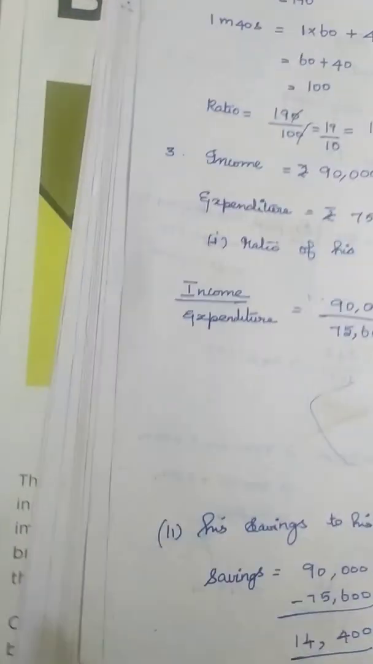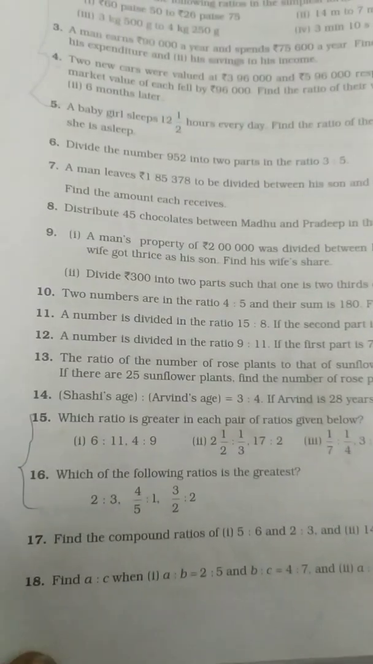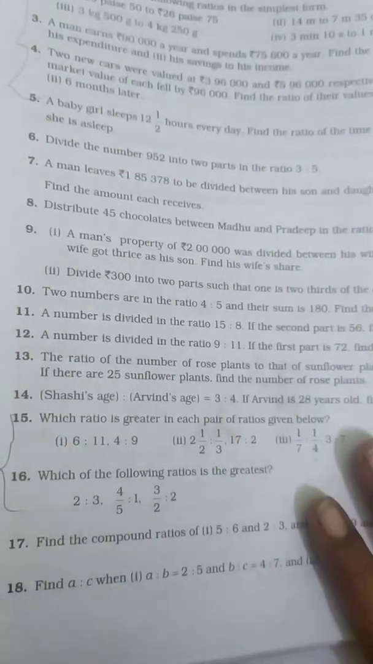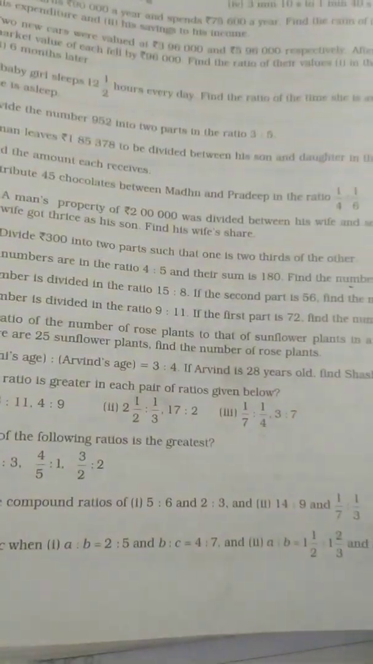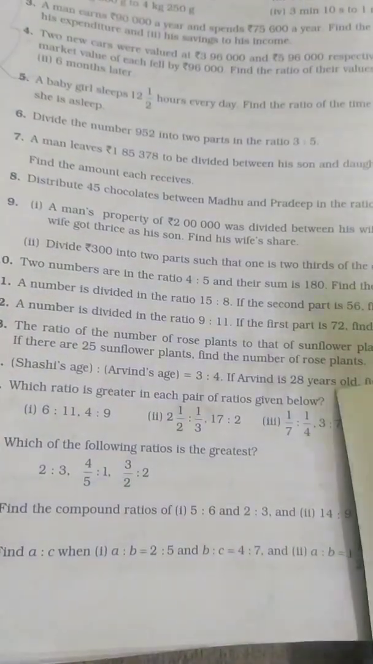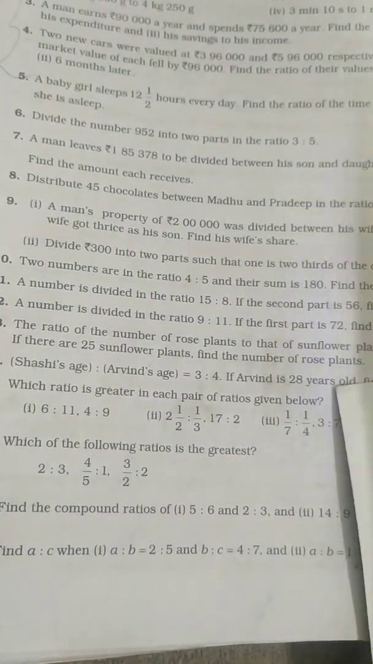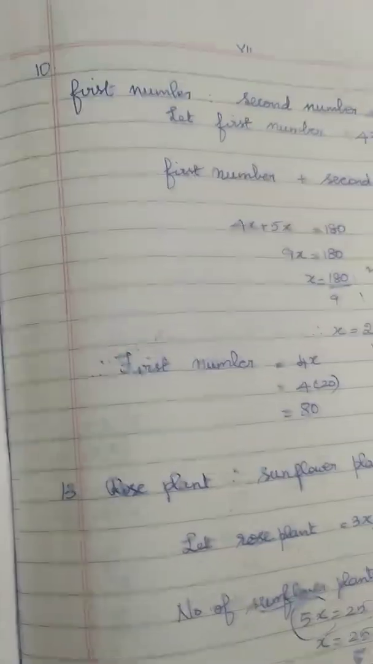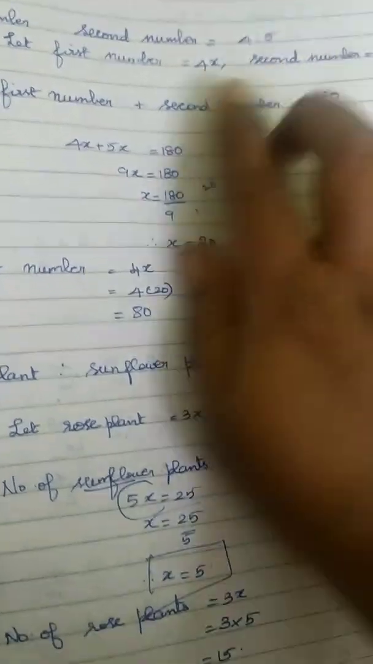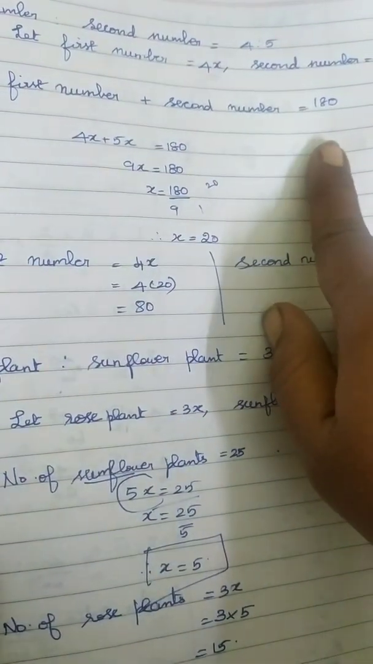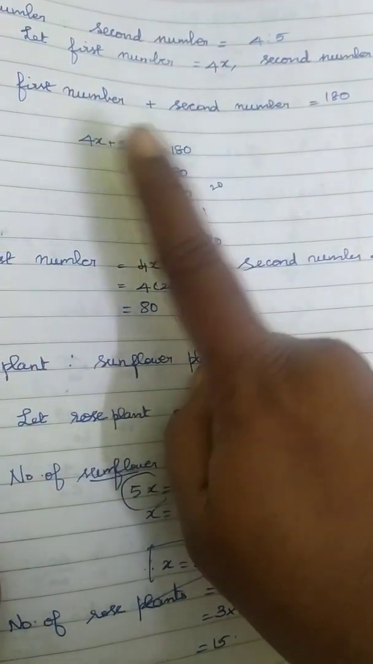Next, your next model will be the 10th problem. If you see the 10th problem, it says two numbers are in the ratio 4:5. Their sum is 180. So they are giving the sum, and the ratio is given. In this case, we will take the first number and second number in the ratio 4:5. When you add these two numbers, they are given as 180.